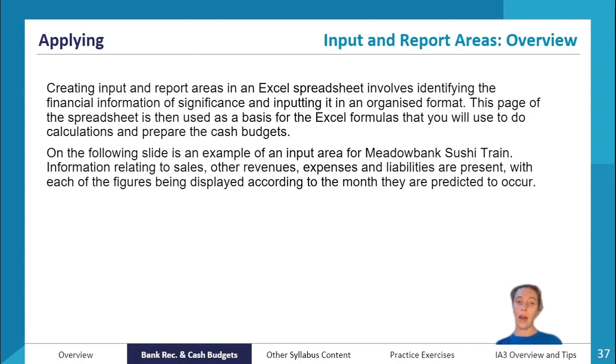So on the following slide, we're going to have an example for a business called Meadowbank Sushi Train. Information relating to sales, other revenues, expenses, and liabilities have been given, and each of the figures are displayed according to the month they are predicted to occur. So let's have a look.